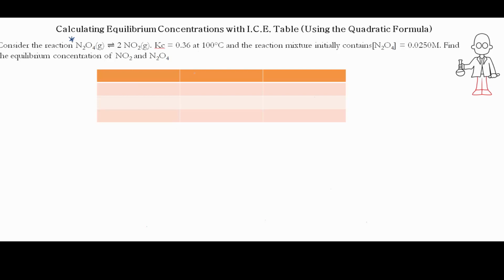So if we look at this equation, we can write out our ICE table, our reactant N2O4, and our product. We only need one column here because we only have one product. So initial, change, and equilibrium.